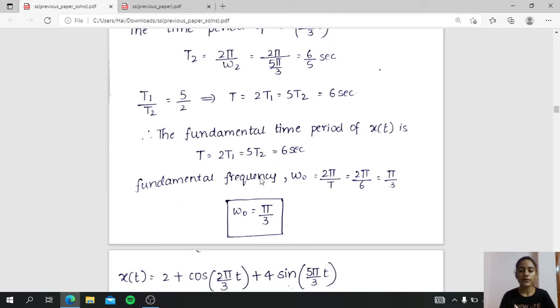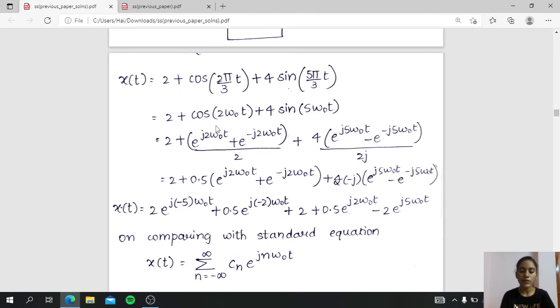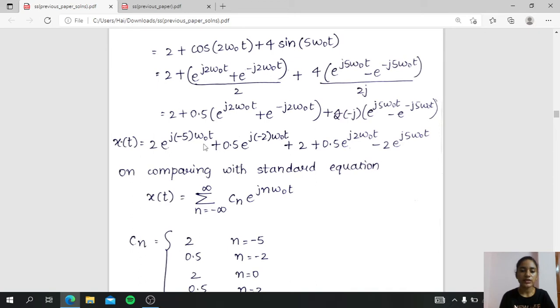Now we have to find the fundamental frequency omega naught, which is equal to 2 pi by T. You already got T is equal to 6 seconds, so substitute it here, and your omega naught will be pi by 3. They even asked for Cn. So again, consider the signal. You know that here pi by 3 is omega naught, so replace pi by 3 with omega naught. In the next step, convert this cos trigonometric function into the exponential function, since cos theta is equal to (e power j theta plus e power minus j theta) by 2, and sine theta is equal to (e power j theta minus e power minus j theta) by 2j. On solving this, you'll get your x of t.